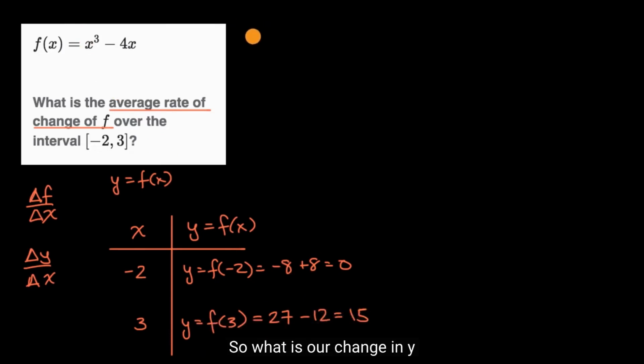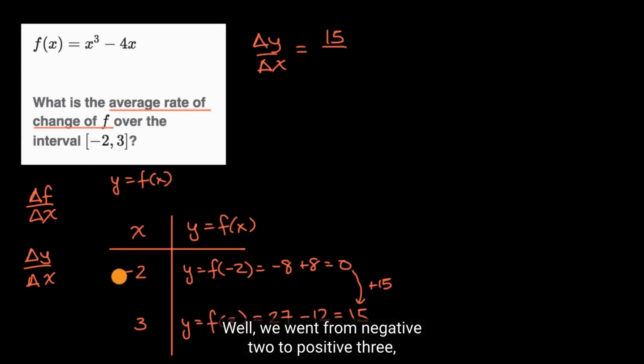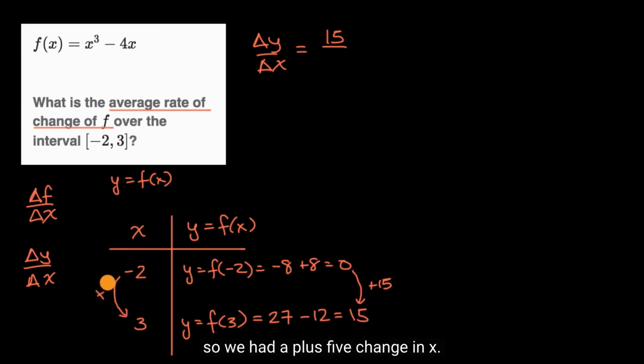So what is our change in y over our change in x over this interval? Well, our y went from 0 to 15, so we have an increase of 15 in y. And what was our change in x? Well, we went from negative 2 to positive 3, so we had a plus 5 change in x. So our change in x is plus 5.